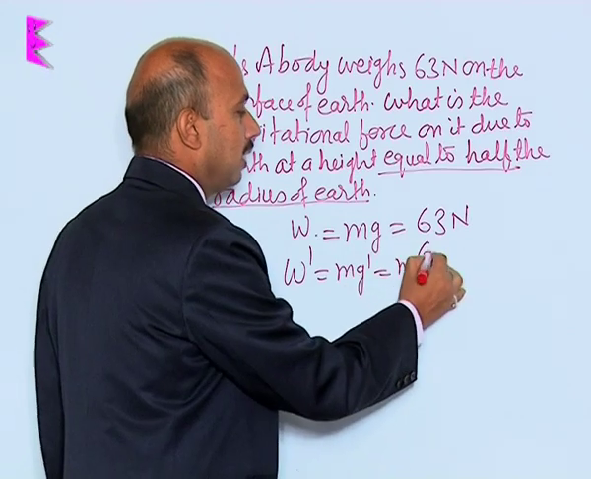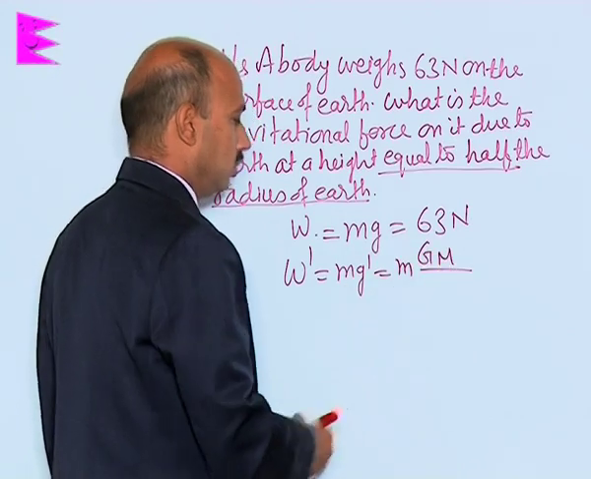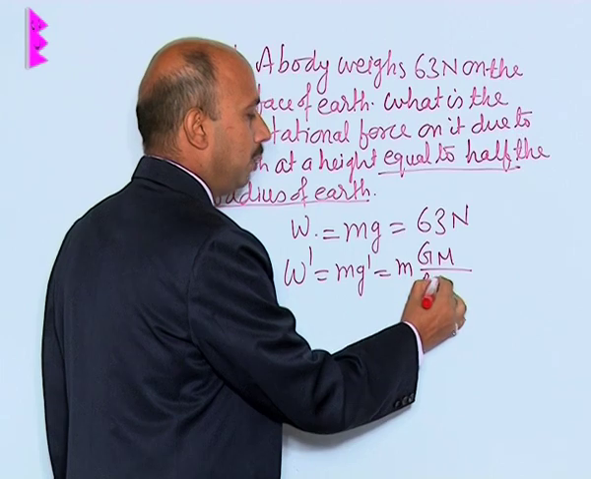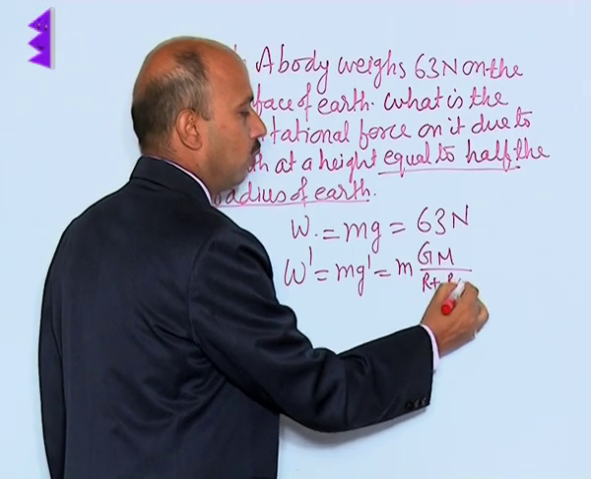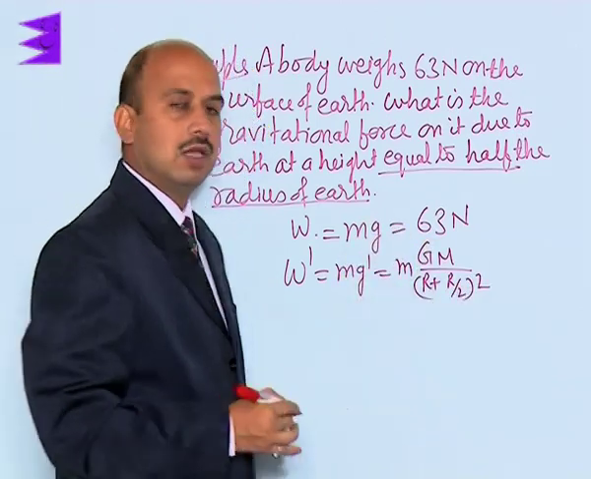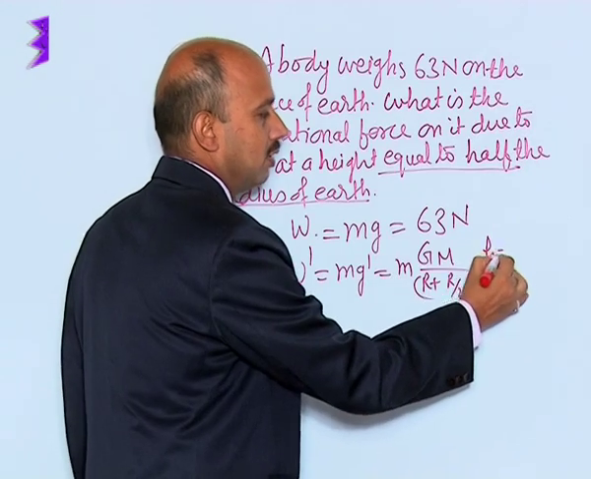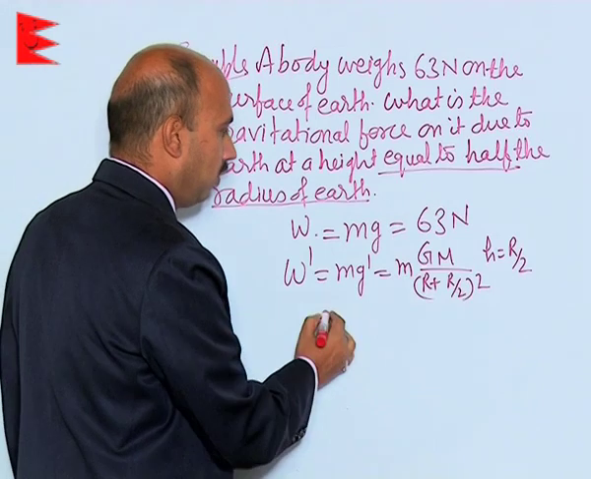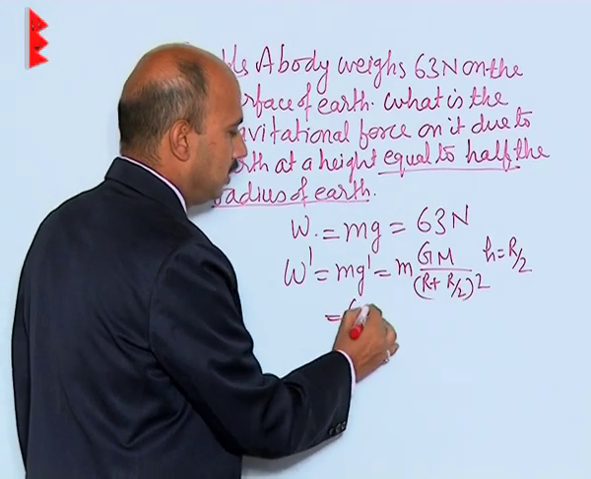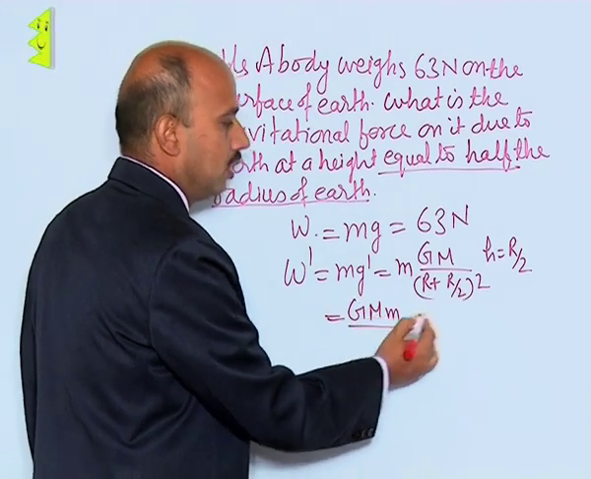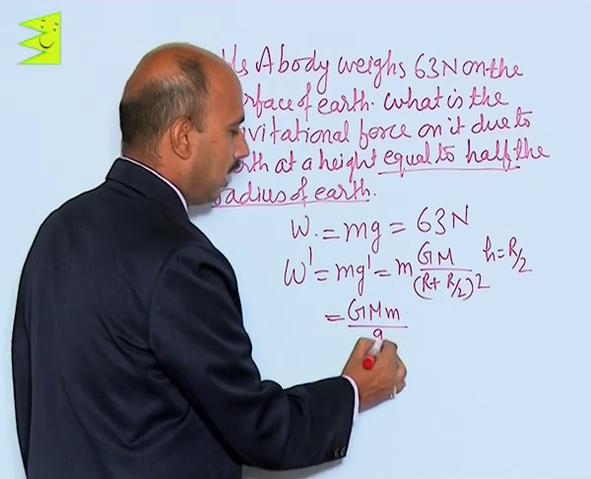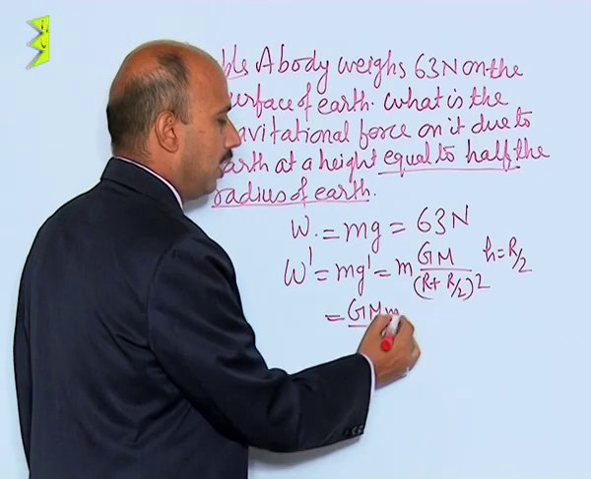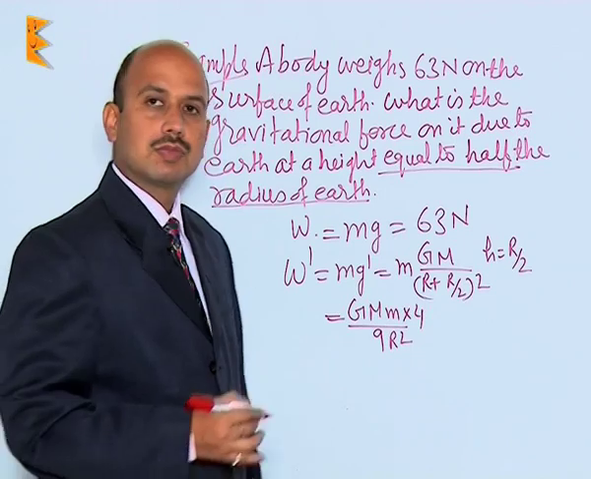g dash can be written as GM upon (r plus r by 2) whole square. In place of h, I have written r by 2. Now, you solve it, you will be getting GM upon 9r square by 4, that is 4GM upon 9r square.